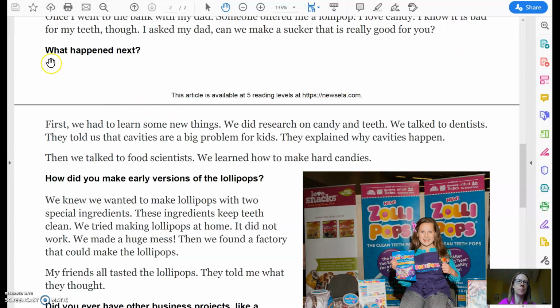Let's read it together. What happened next? First, we had to learn some new things. We did research on candy and teeth. We talked to dentists. They told us that cavities are a big problem for kids. They explained why cavities happen. Then we talked to food scientists. We learned how to make hard candies. Now please read from here to here.